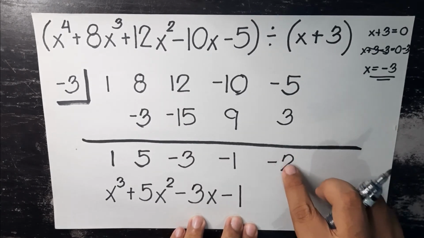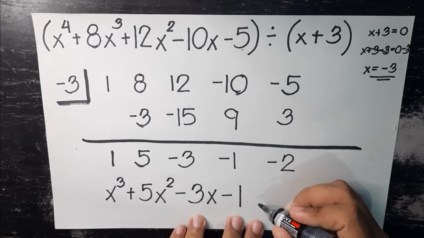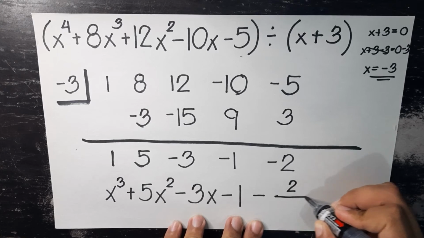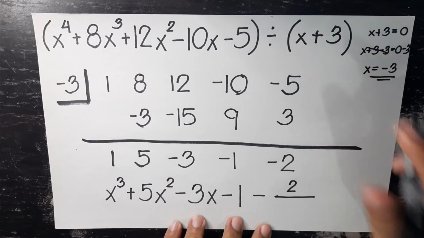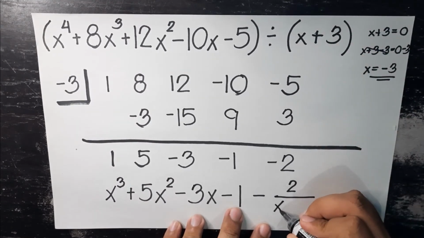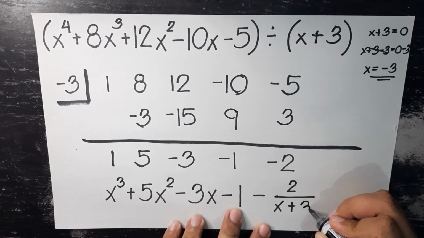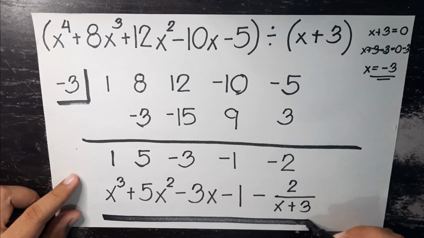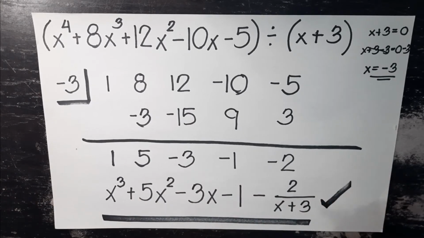Now remember that this is in negative. So we will write negative 2 over the divisor, x plus 3. And this is your final answer. X cubed plus 5x squared minus 3x minus 1 minus 2 over x plus 3.